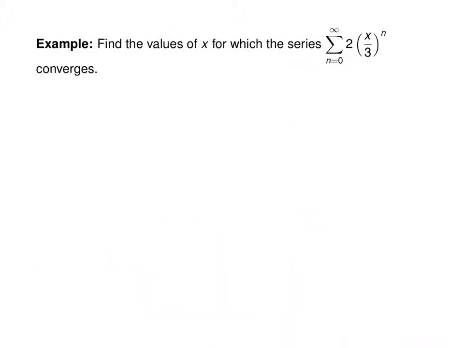The final thing we're going to go over in this section is we're going to find the values of x for which certain types of series converge. So here we have the sum from n equals 0 to infinity of 2 times x over 3 to the nth power. Now we did something like this in a previous section. This is a lot like a geometric series. So it's a geometric series with r equal to x over 3.